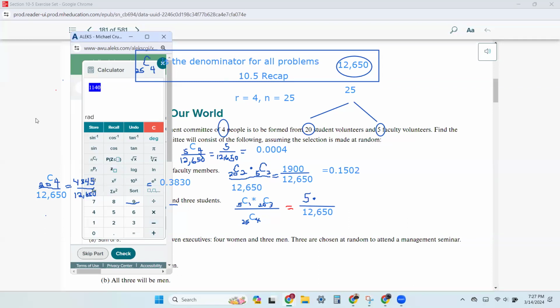So 1140. Oh, I'm sorry. It's just 1147. All right, so it's 1,000. The comma goes right there. All right, so I'm going to do it all on the calculator. So 5 times 1140. That should be 5,700 up top.